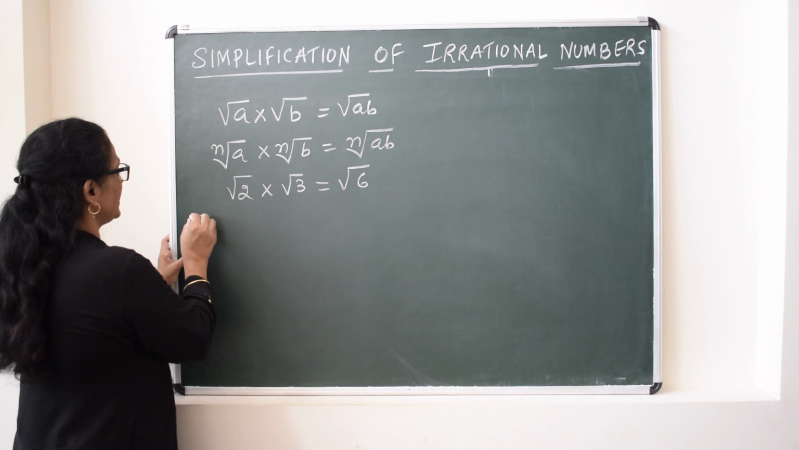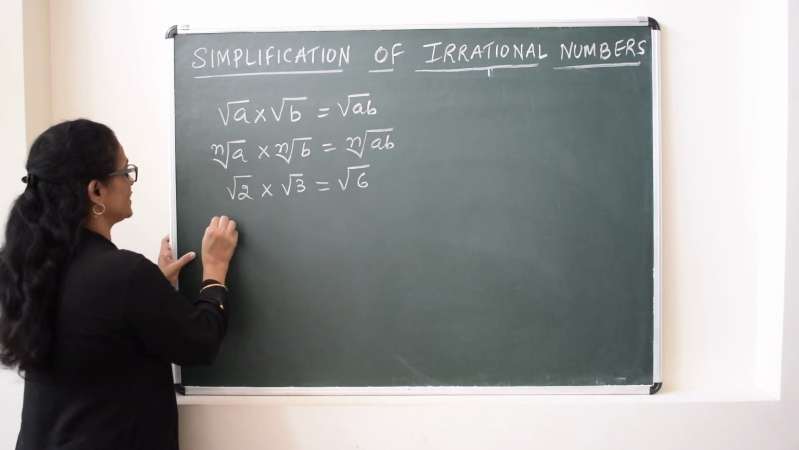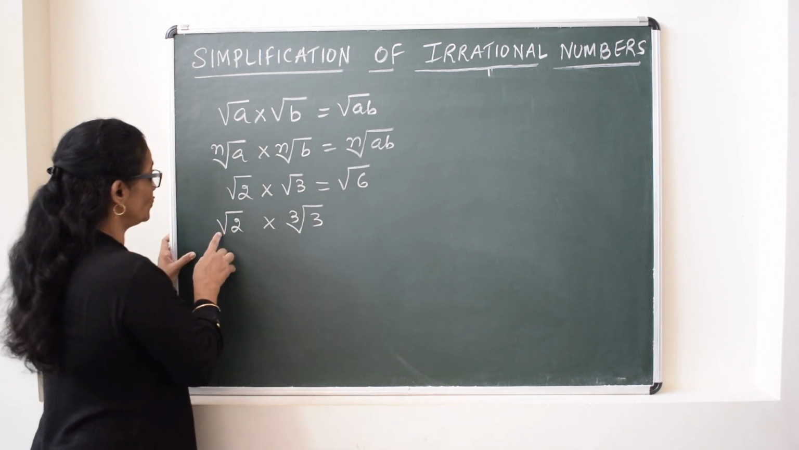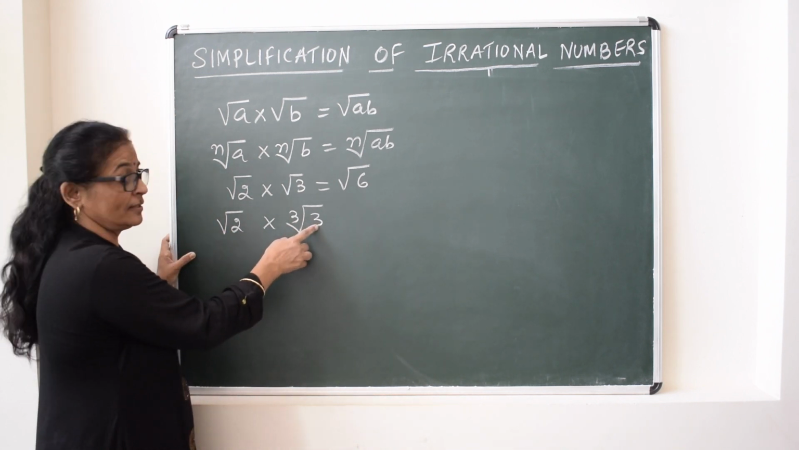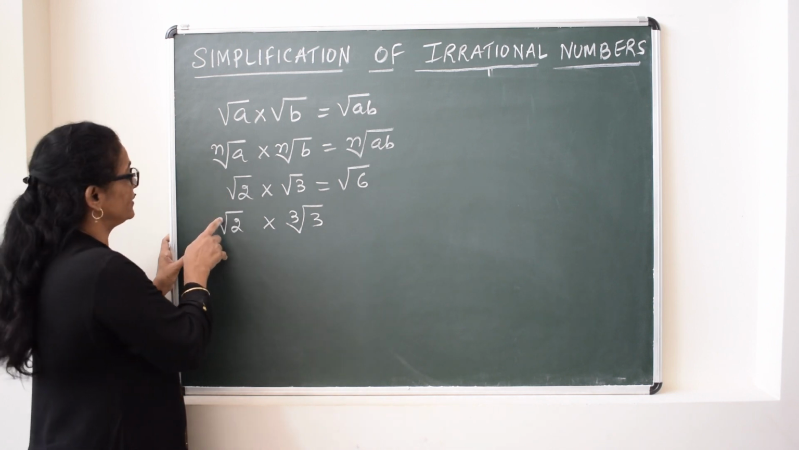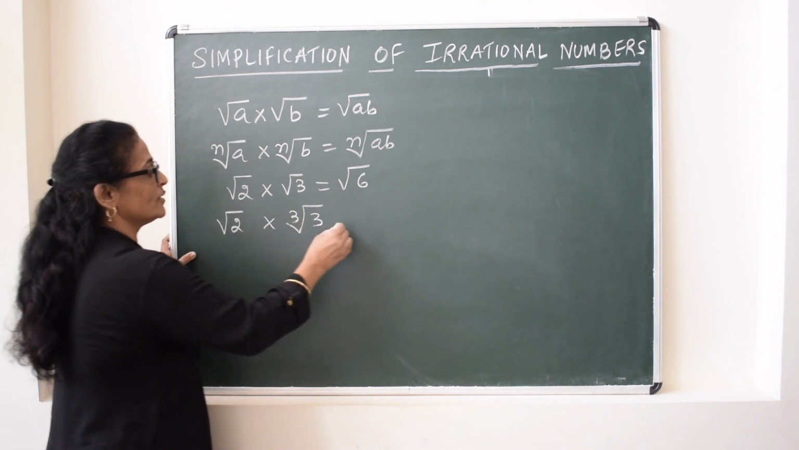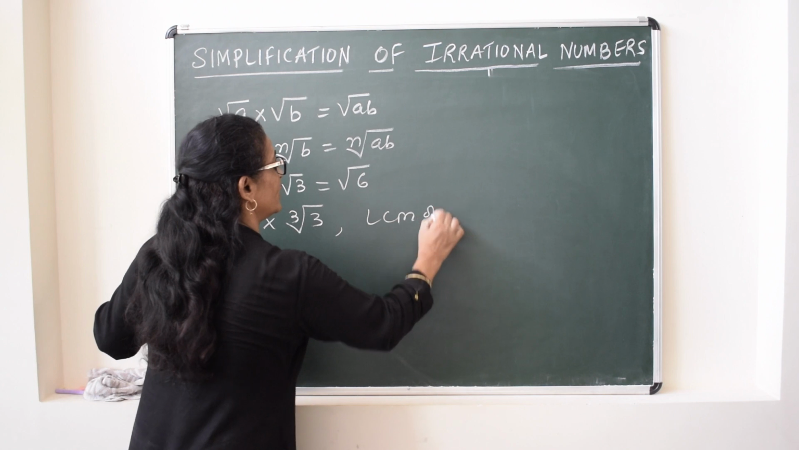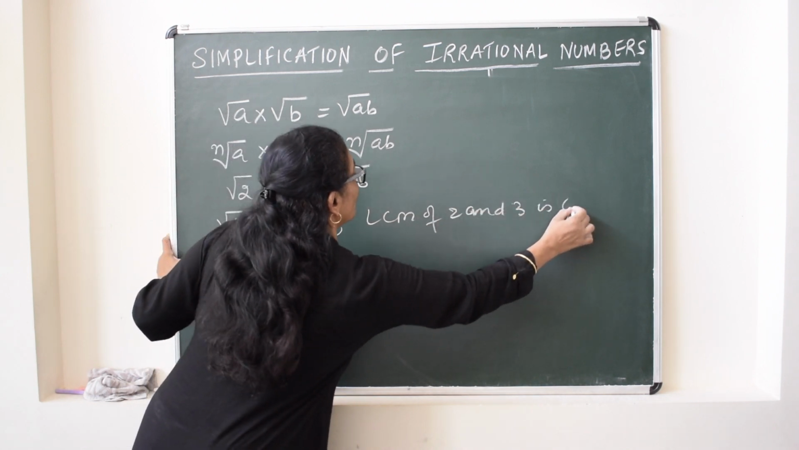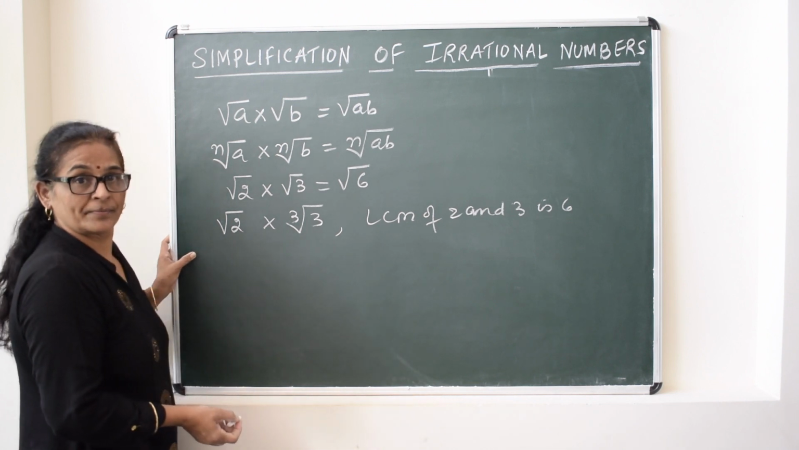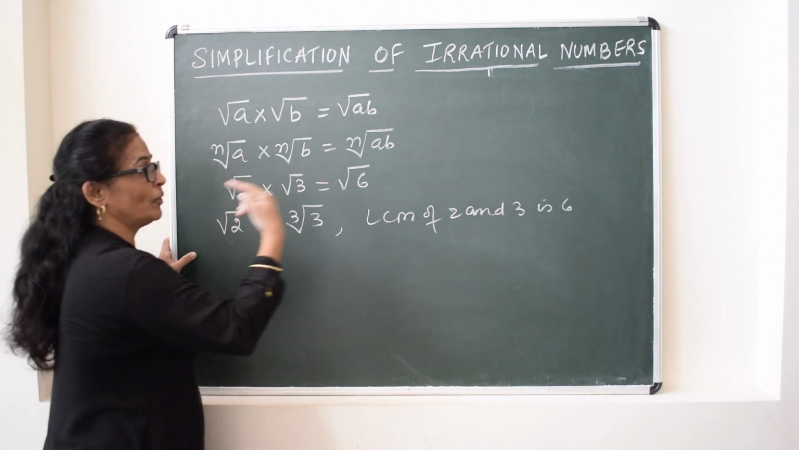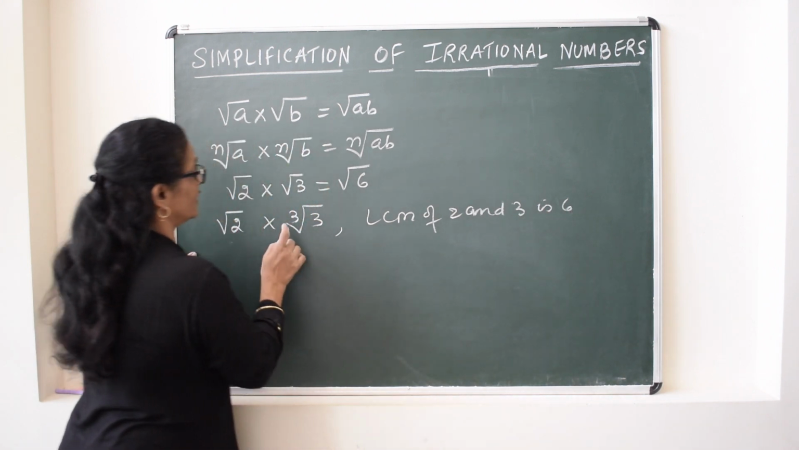But if the order is not same, for example, we have to multiply root 2 and cube root of 3. So again, we will equate the order. Here the order is 2, here it is 3. So what will we do? We will find out LCM of 2 and 3, that is 6. Means this is to be rewritten in the form of order 6 and this also.